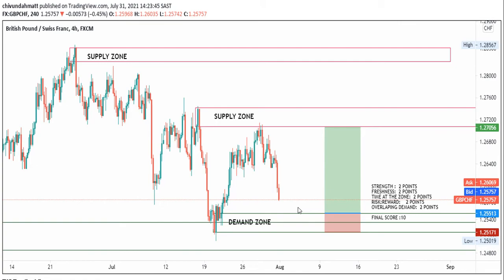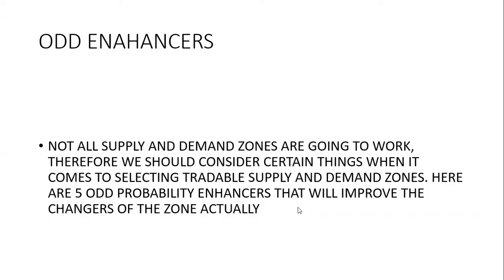Okay, so it's like that. I'm sure some of you might have heard of what are called odd enhancers. What are odd enhancers? How do they help you trade better? How do they help you find high probability trades? So we're going to look at 5 odd enhancers that I use personally in my trading that can help you become a much more consistent and better trader.